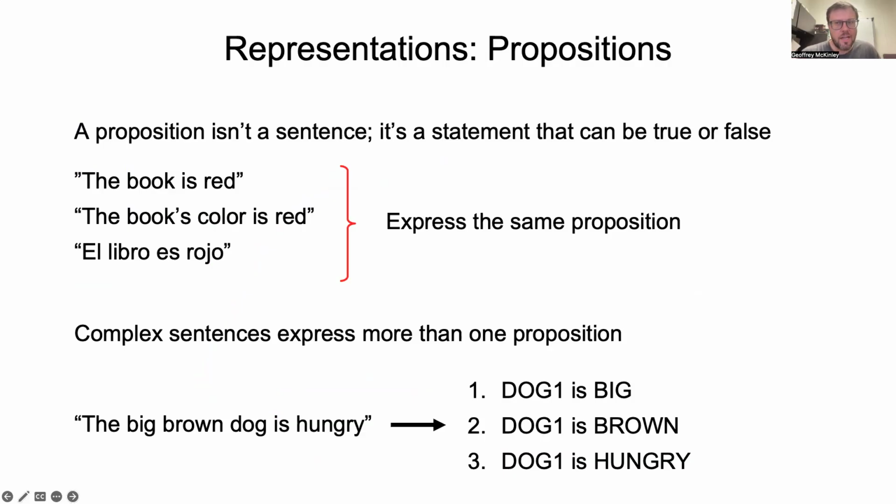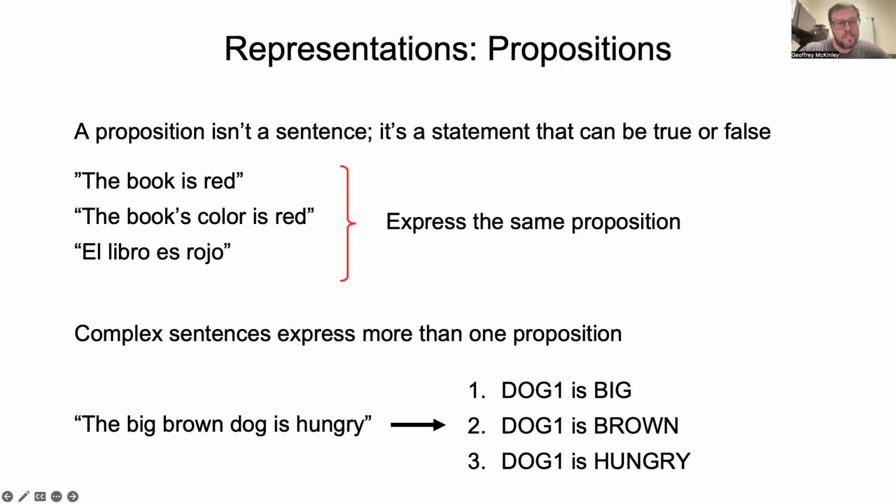A proposition isn't quite a sentence, but it's like a sentence. It's just a statement that can be true or false, right? So the book is red, the book's color is red, el libro es rojo. These all express the same proposition, even though they're slightly different ways to say things. And of course, the Spanish translation, even though it's different words, you're still activating the prelingual concepts that are associated with those words, and so it would express the same proposition.